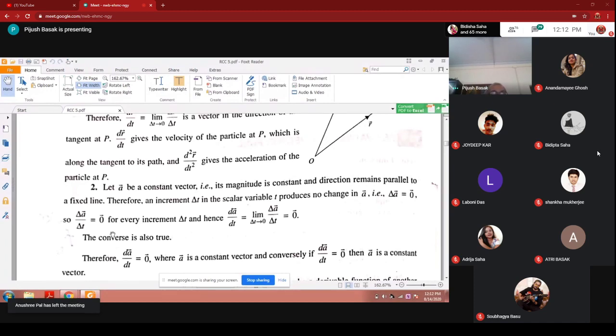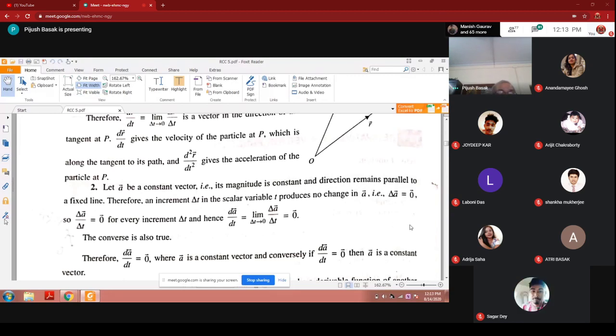Now, we have to continue for 5-10 minutes because I will show you one problem after this concept. Let A be a constant vector. Sometimes it happens. It is not a variable. It is a constant. Its magnitude is constant and its direction remains parallel to a fixed line. Therefore, an increment delta t in the scalar variable t produces no change. That is, delta A sometimes becomes 0. When A is constant, delta A is equal to the 0 vector.